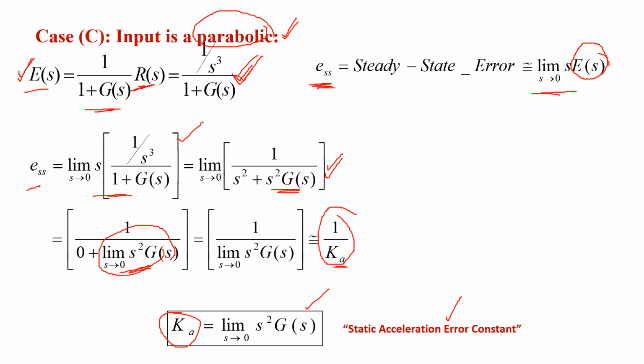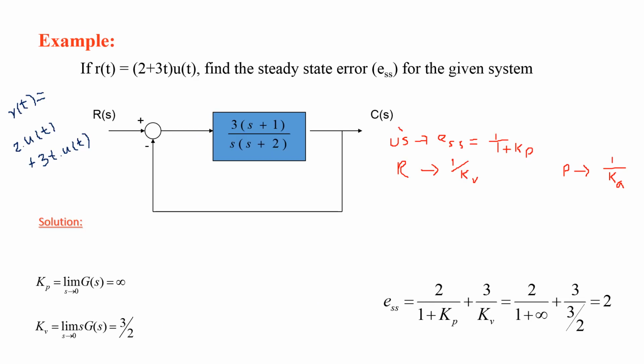This is about finding the steady state error for different types of inputs. If the input is unit step, then steady state error is ESS equal to 1 by 1 plus Kp. Here Kp is the static position error constant. Similarly, if the input is ramp, then steady state error is 1 by Kv, where Kv is the static velocity error constant. If the input is parabolic, then steady state error is 1 by Ka, where Ka is the static acceleration error constant.